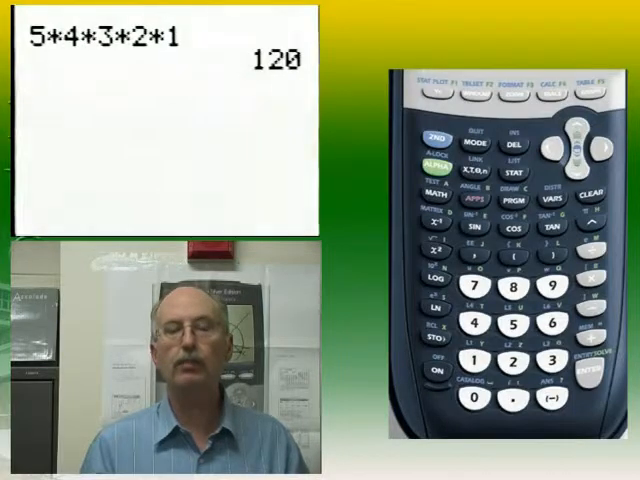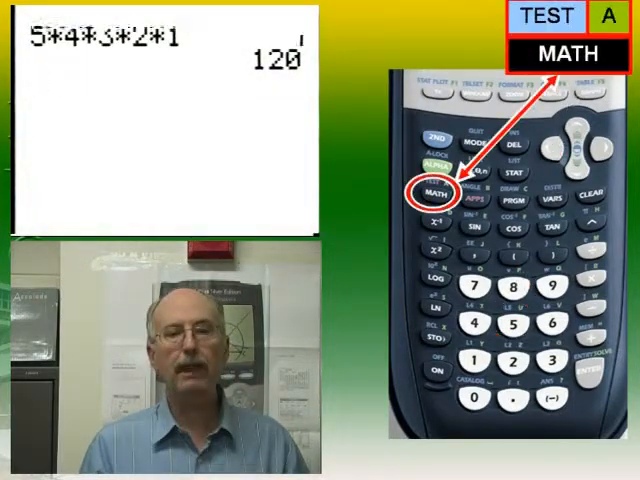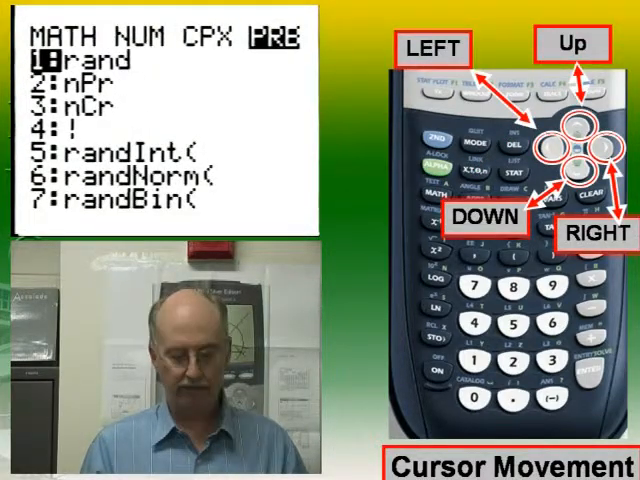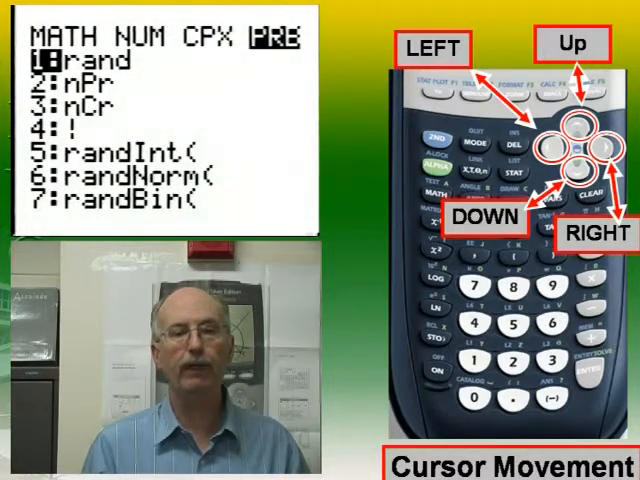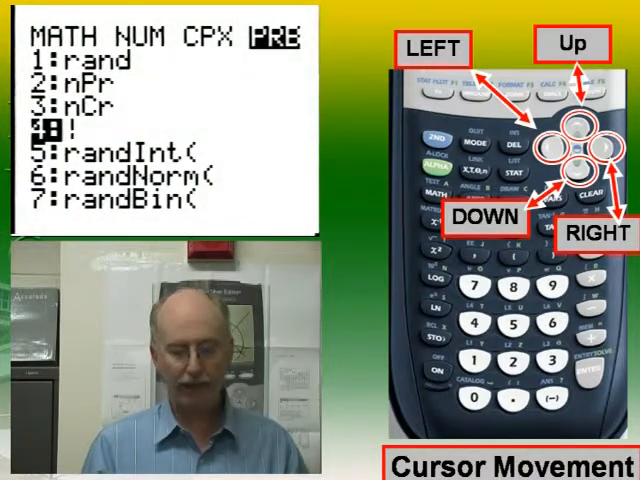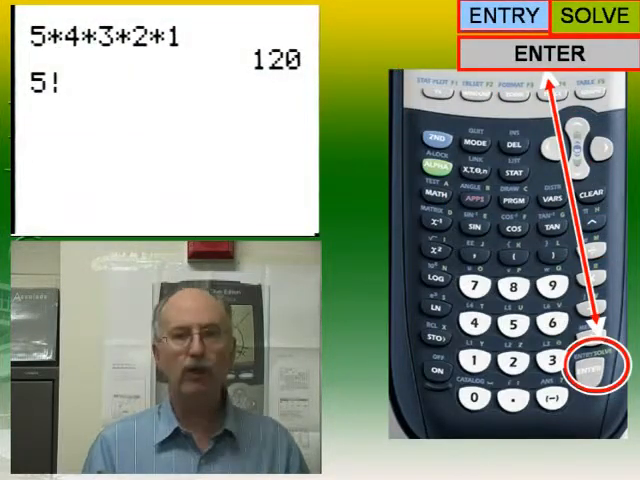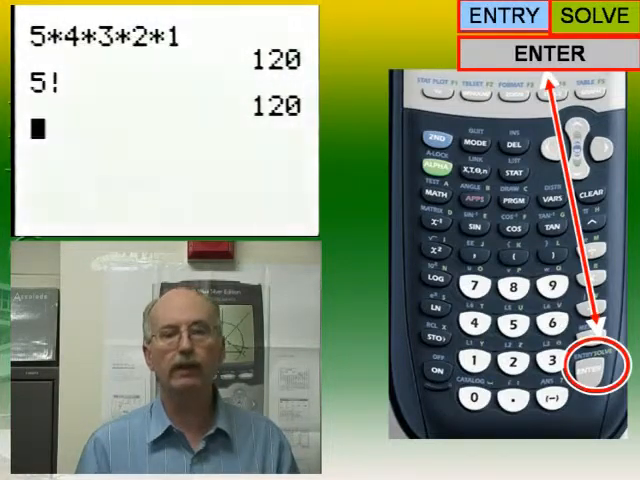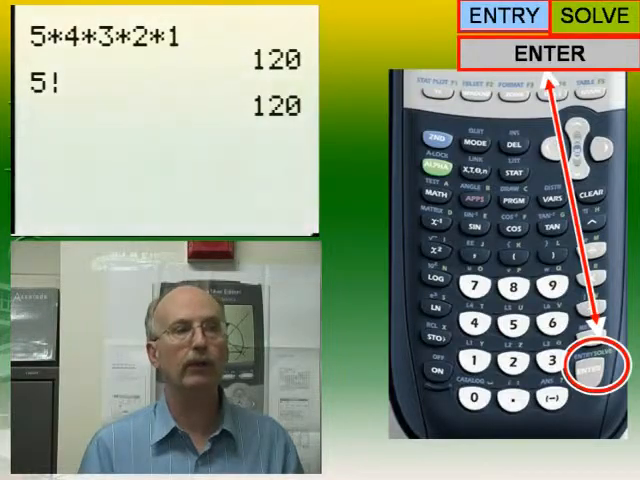Well, there's a simpler way to do that. We can hit the number 5, and then we're going to hit the math key. We're going to scroll to the right over to the probability function, and you can see that the fourth function down is the exclamation point, or the factorial sign. We're going to scroll down to that and hit enter, and now we have 5 factorial on our screen. We'll hit enter again, and you can see that 5 factorial is 120. A much faster way of calculating it if you've got to calculate a much bigger factorial.